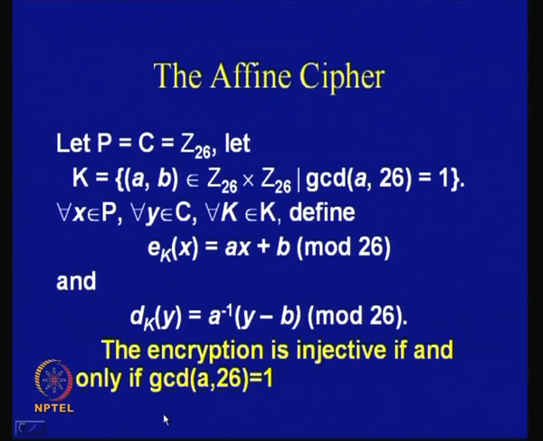That we have seen in the last day's class on number theory. So that means that not every A is allowable; only those A's are allowed which are co-prime to 26, okay. So how many numbers are there in 0 to 25 which are actually co-prime to 26? That we need to find out, in order to find out the number of keys.